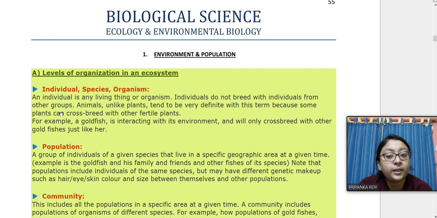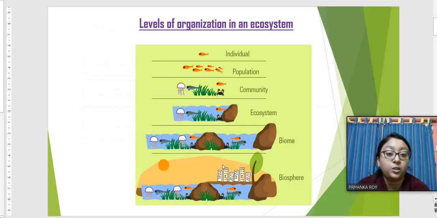Like here the example is given, a goldfish which is interacting with its environment is known as an individual. Now if the goldfish starts living with other goldfishes of its type, then it is called a population. Now when there are different species of organisms living together in a particular environment, like you can see a jellyfish over here, a crab over here, and the goldfish, when they're living together, then they form a community.